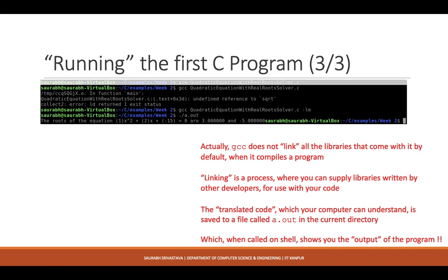So you simply write the name of your file on the shell, and if you press enter, this is the output of your program. You can see that the percent d's that we had put have been replaced with 1, 2 and minus 15 respectively, and the percent lf's that we put have been replaced by printf with the values of x1 and x2. So this is the output of your program.